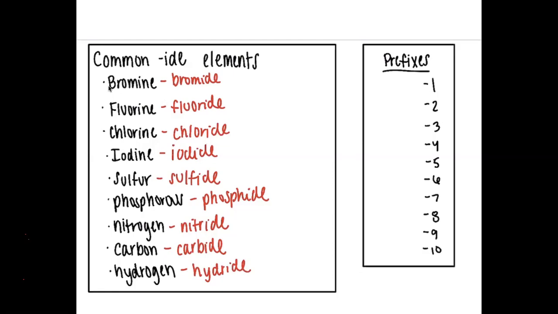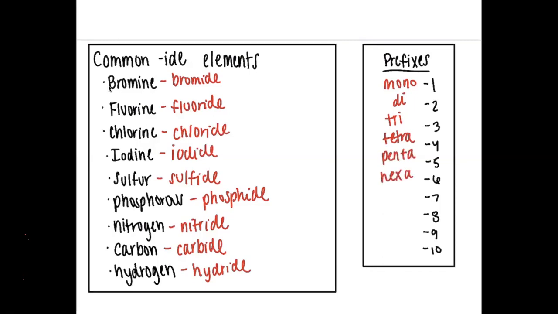Vince, you're going to help me out with these prefixes here. So for prefixes, Vince, what's a prefix for one? Mono. Good. Then? Di. Three is? Tri. Good. Four is? Tetra. Good. Five is? Penta. Good. Six is? Hexa.